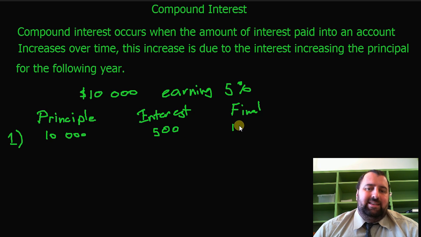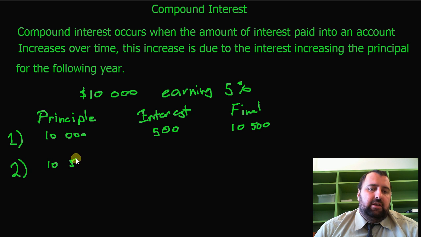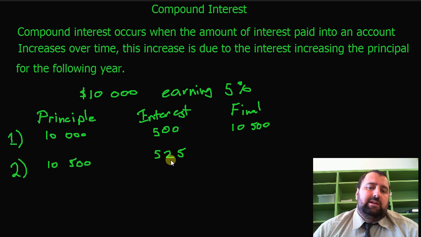So at the end of the year, we'd have $10,500, which means that if we didn't touch the account at all, the next year, when it came time to calculate interest, our principal wouldn't be $10,000 anymore. It would have gone up to $10,500. So that means that suddenly our interest, rather than only being $500, we're going to suddenly earn $525, because if we find 5% of $10,500, it's $525.